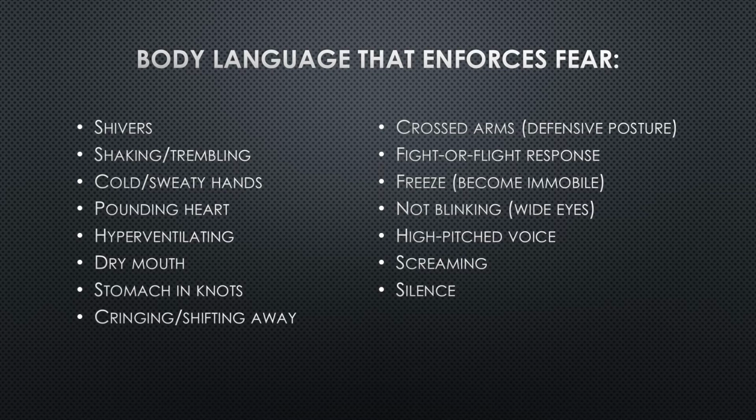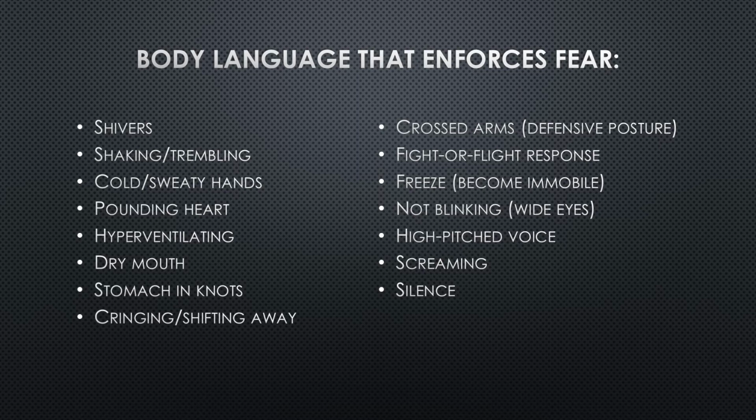fire. For sadness, your character can obviously be crying or weeping, but also their shoulders can lower and their eyelids can appear droopy. And for happiness, your character's smile can reach their eyes. Their dimples can become visible, and they can laugh or even dance. Some examples of body language include shivers, shaking or trembling, cold, sweaty hands, pounding heart, hyperventilating, dry mouth, stomach in knots, cringing or shifting away from whatever your character is afraid of.